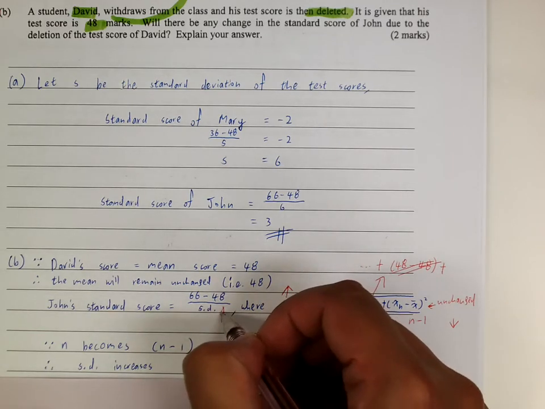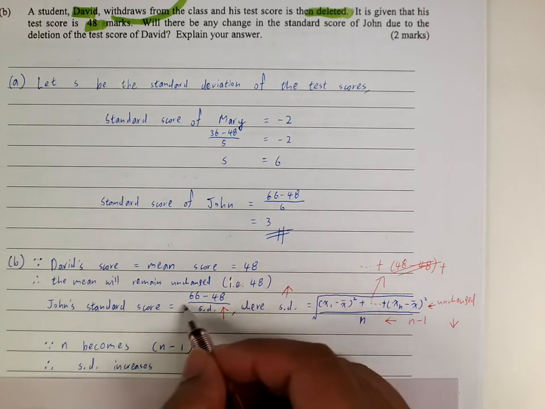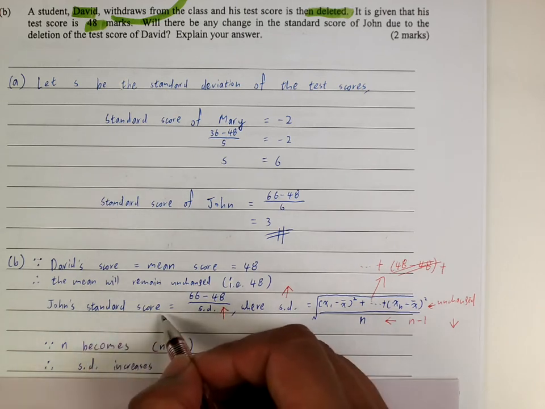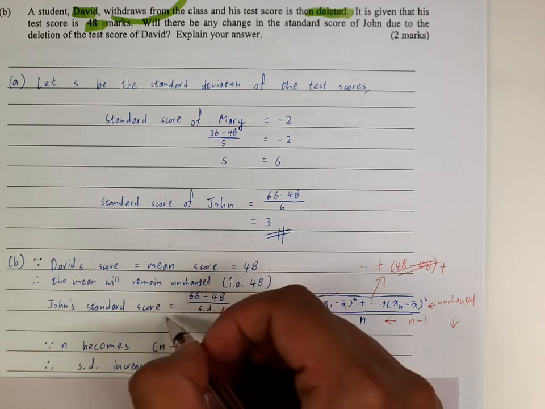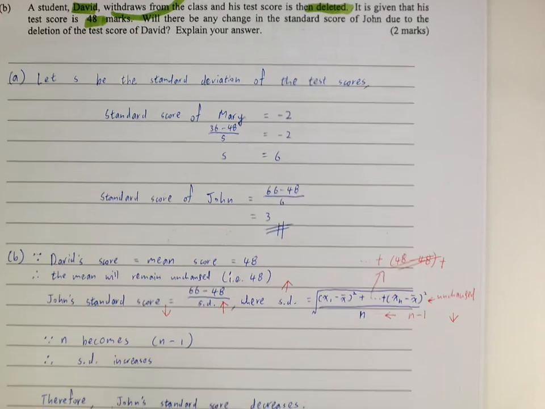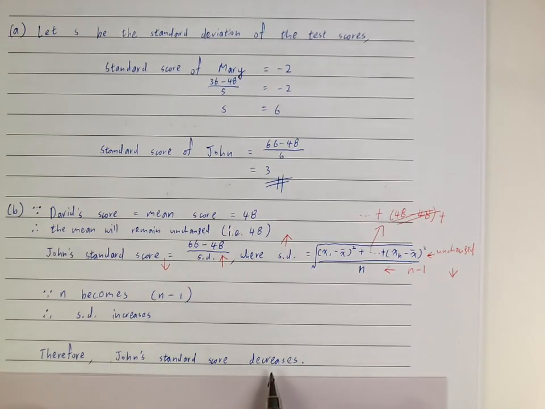Because the standard deviation will increase, now we divide by a larger SD, then the standard score of John will decrease. That's why we can conclude that John's standard score will decrease here.